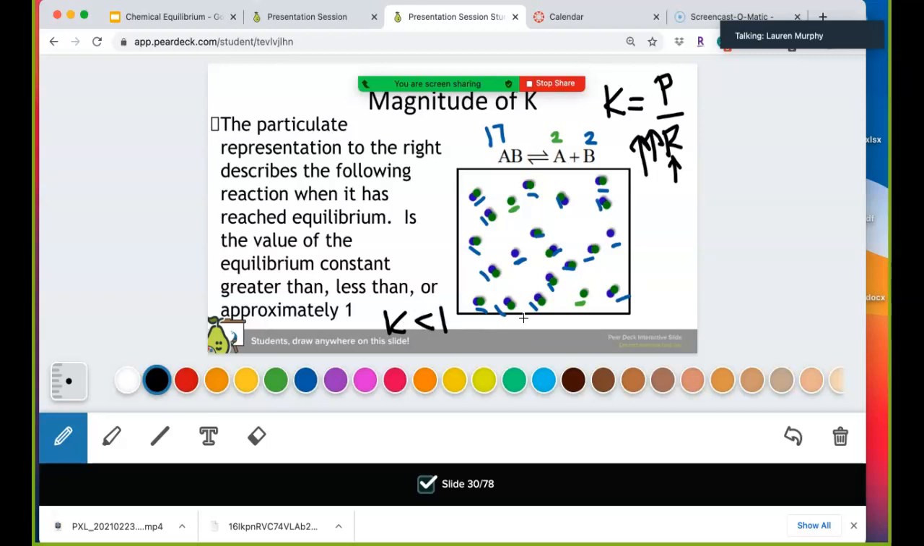That's how they represent K being small. K being small means the reaction favors the reactants or favors the left side, and that's because I have way more reactants than I do products based on this diagram at equilibrium. So the magnitude, the size of K, tells you who you have more and less of at equilibrium. The only time K will equal 1 is if you have equal amounts of reactants and products. And in fact, that's just not super common.